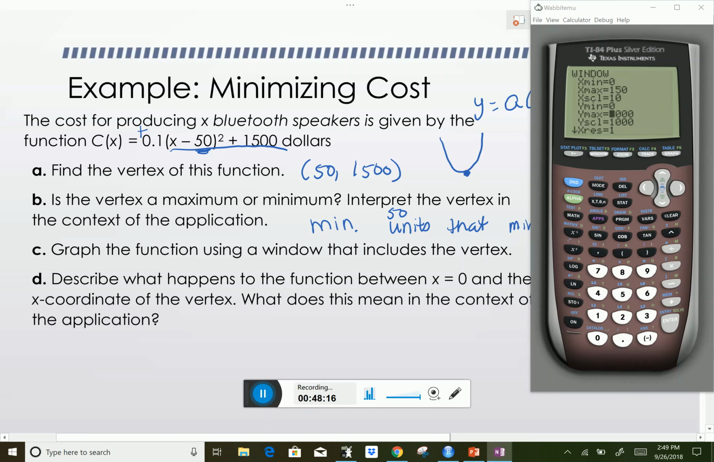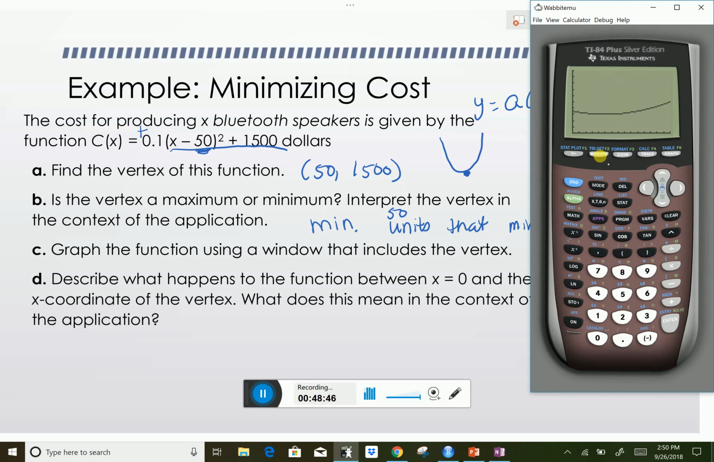So I need to go quite a bit larger than 1,500. So let's do 5,000. And then here we'll make the scale 500. I think that'll look a little better. So let's graph it. I can see the vertex. The vertex is right here. So I can actually see the vertex on this.